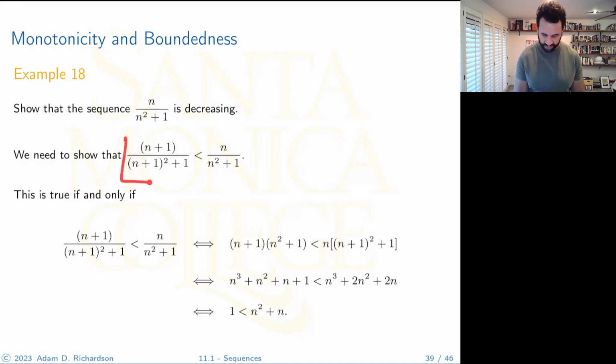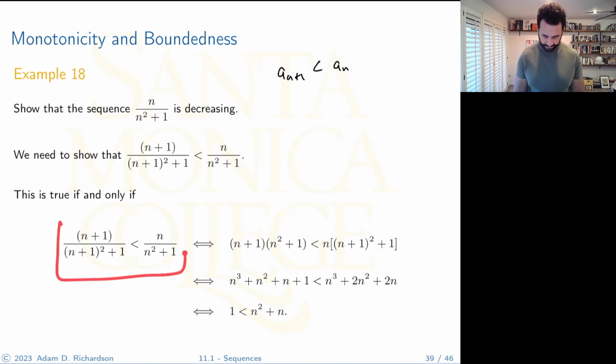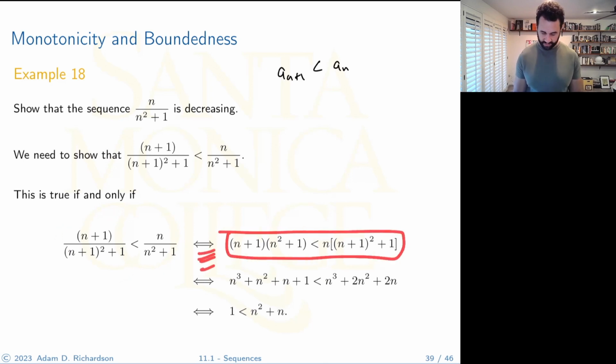So here's what we need to show. We need to show this, that a sub n plus 1 is less than a sub n. So it's decreasing. So how do we show this? Well, we can perform some equivalent manipulations. So this result here is true if and only if this is true. So I'm going to run through this argument. This is true if and only if this is true.